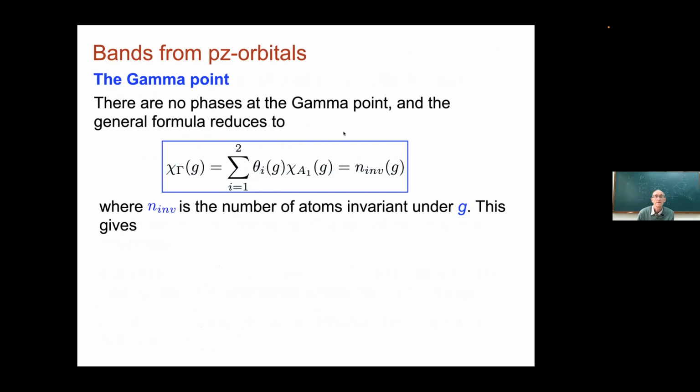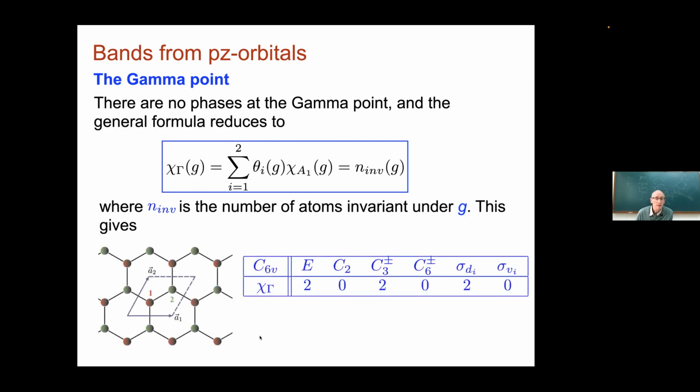Now, at the gamma point, K is equal to 0. So the Bloch wave doesn't have any phase. I just take a linear combination of all the atoms, the orbitals without any phase. So if I move from one atom to the other, the phase is always the same. So there is no phase. So this just becomes the number of invariant atoms, because this is 1 for the invariant atoms and 0 for the non-invariant atoms. Okay. So in this case, this is very simple.